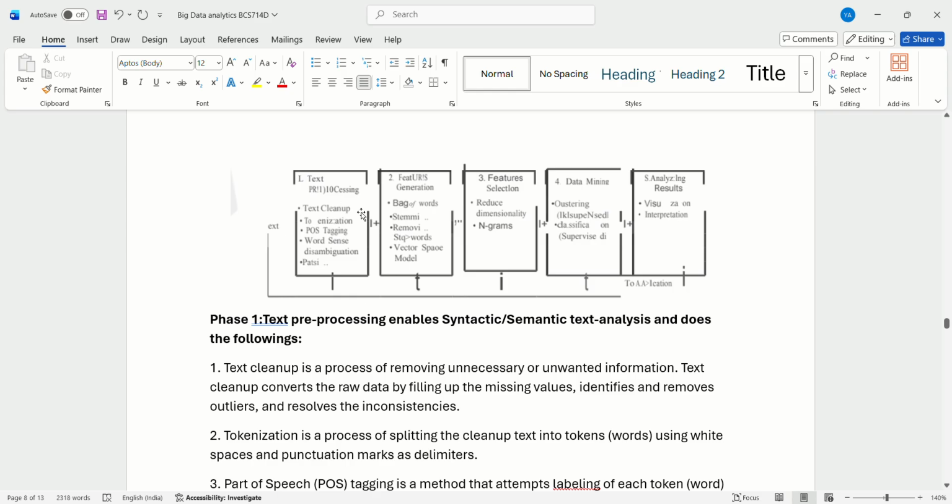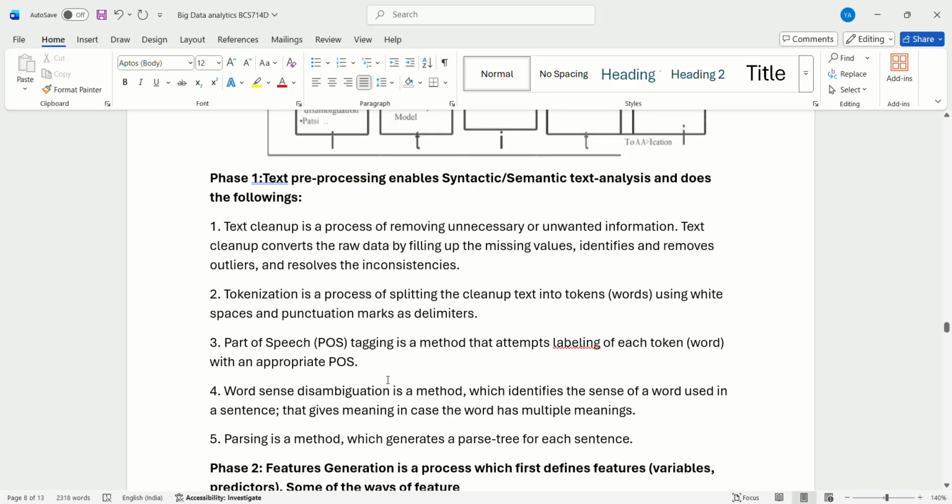So coming to the phases followed, this is how the text extraction exactly takes place. This is a text and this is tokenization. Here is a text, and these are the different five phases where the things will take place. In the first phase, text pre-processing enables the syntactic and semantic text analysis and does the following. First is text cleanup, the process of removing unnecessary and unwanted information. Text cleanup converts the raw data by filling up the missing values, identifying and removing outliers, and resolving the inconsistency. Next is tokenization. It is the process of splitting the cleaned-up text into tokens.